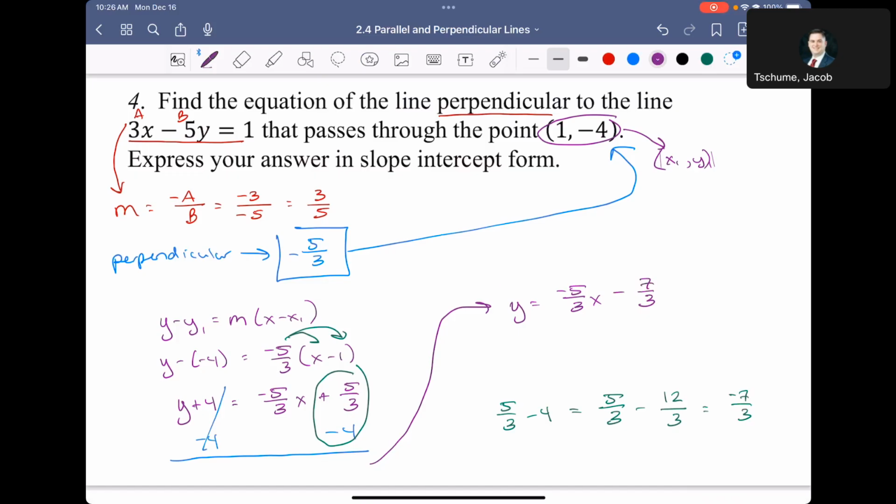And so that's as far as you have to go. That is your slope-intercept form. That's what they were asking for. And so our slope-intercept form is y equals -5/3 x minus 7/3. Do note, you have to make sure that we did our slope as perpendicular, and also you have to make sure you write your final answer in the format that it requests.